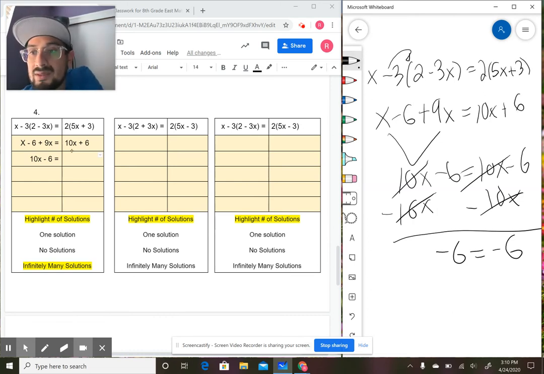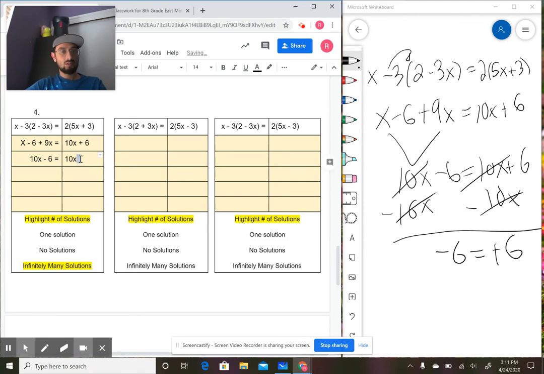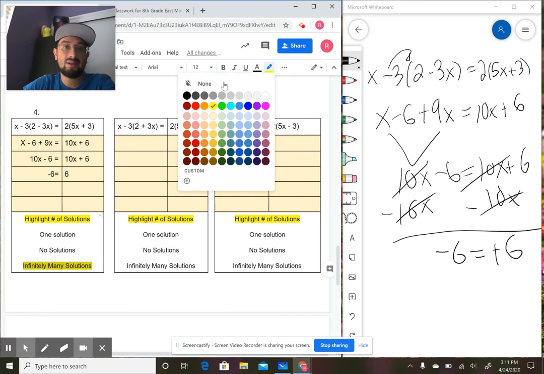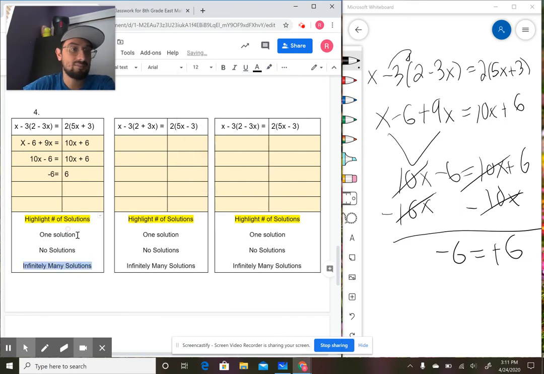That should be a plus 6. That should be a plus 6. That should be a plus 6. So this should be 10x plus 6. Negative 6 equals positive 6. So since negative 6 does not equal positive 6, the answer is no longer infinitely many solutions. The answer is no solution, because that means that they're parallel lines that never cross.